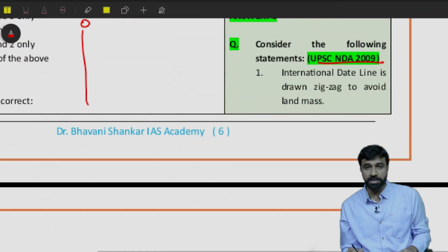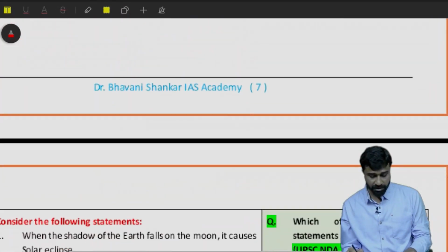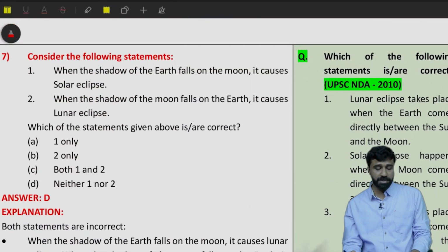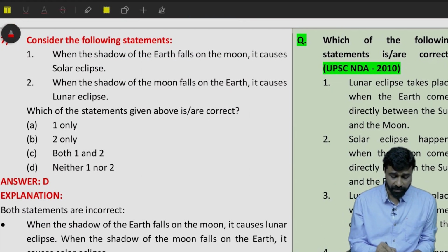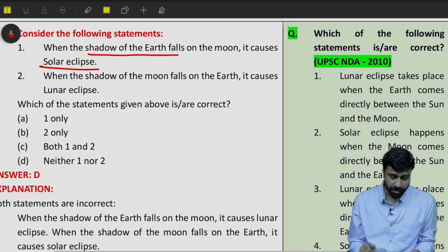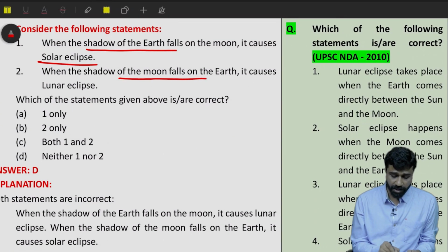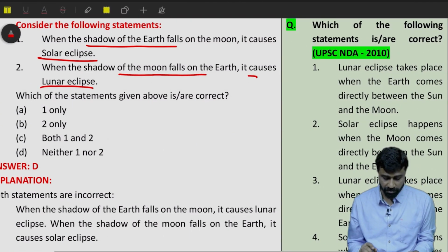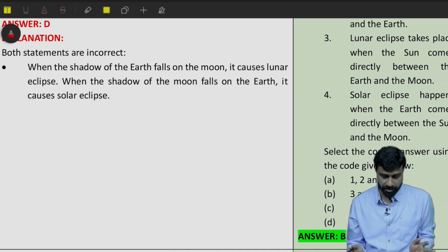You please go through these questions once again to do this reverse engineering process. Consider the following statements regarding eclipses: when the shadow of the earth falls on the moon, it causes a solar eclipse. That is wrong. When the shadow of the moon falls on the earth, it causes a lunar eclipse. This is also wrong. This is given ulta, completely reverse.